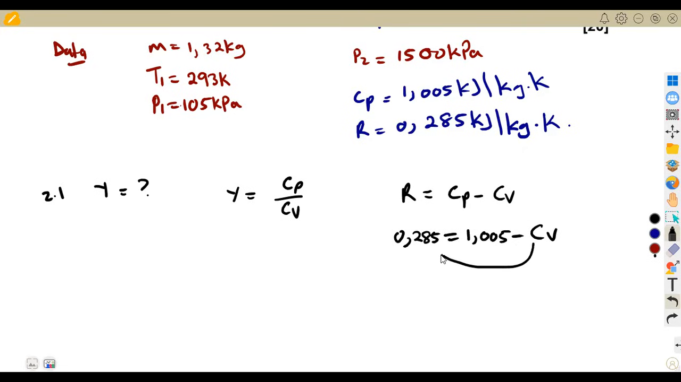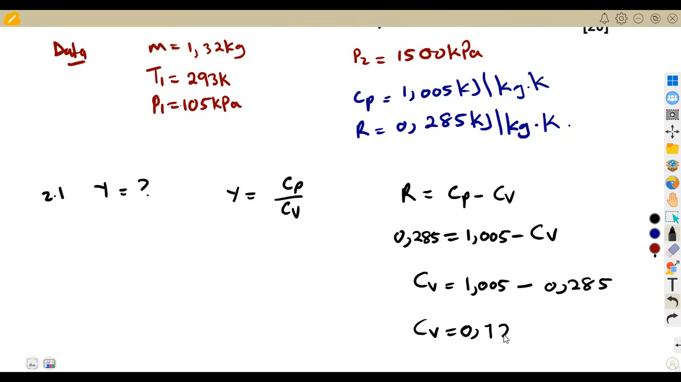So to find CV, we transpose to the left-hand side, it becomes a positive. Then we transpose this to the other side, it becomes a positive, and this value becomes a negative, but CV becomes a positive, all right? So that will be 1,005 minus 0,285, like that, right? So there we are going to have the value of CV. And that was going to give us 0.72, which will be in kilojoules per kilogram Kelvin, all right?